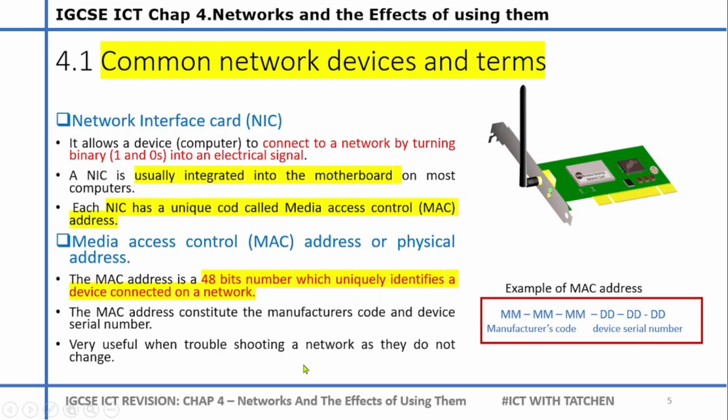So it is very useful when you are troubleshooting a network. You can find out that maybe the problem is coming from this computer, because the MAC address never changes. It is always unique. So you can know that the problem is on computer A or from computer B.